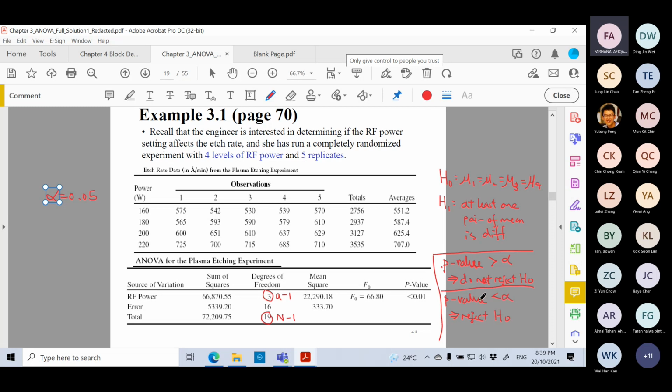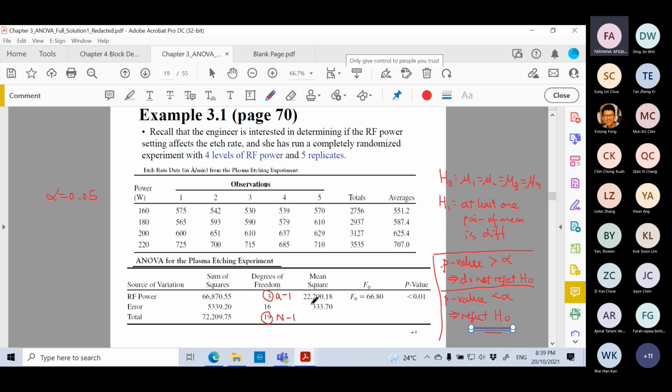So if alpha is larger than the p-value, we directly know the conclusion of this analysis. We reject H0. Rejecting H0 means that the means are not equal, meaning that at least one pair of the means is different. This is how we make the conclusion based on the ANOVA table.